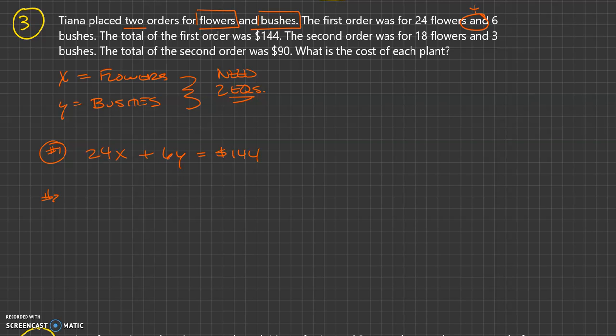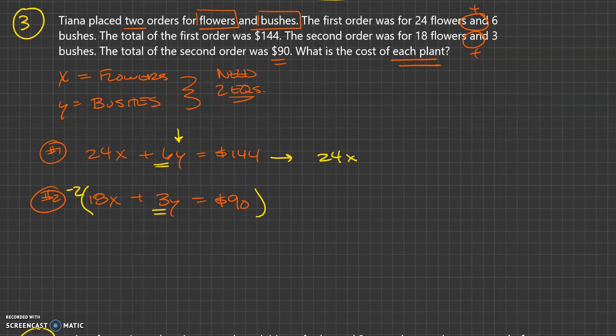Let's go to our second equation. The second order was for 18 flowers, and there's added again, so that's going to be plus 3y, and the total of the second order was $90. What is the cost of each plant? So I want to know the value of x, and what is the value of y. All right, so from here, I have a system of equations. When I look at this, this is an elimination problem, and I want to eliminate the y, because all I'll need to do is multiply the bottom by -2, because that'll give me a -6 here, which is the opposite of this +6.